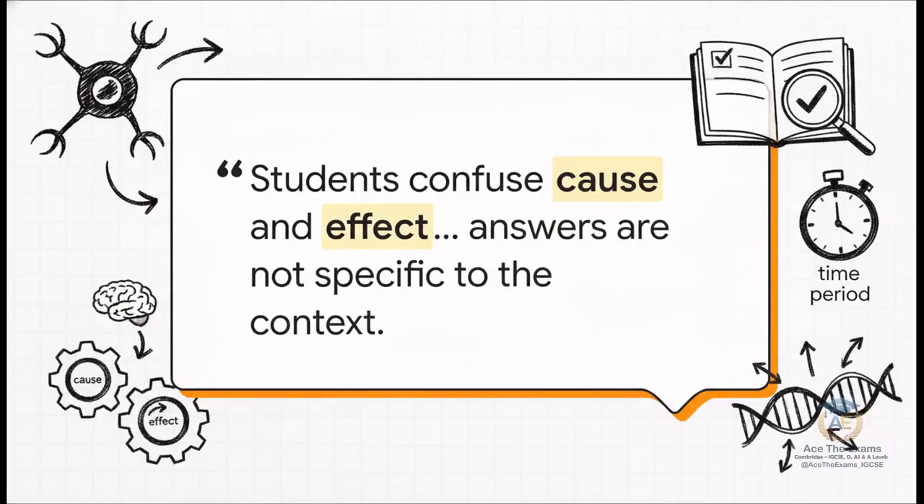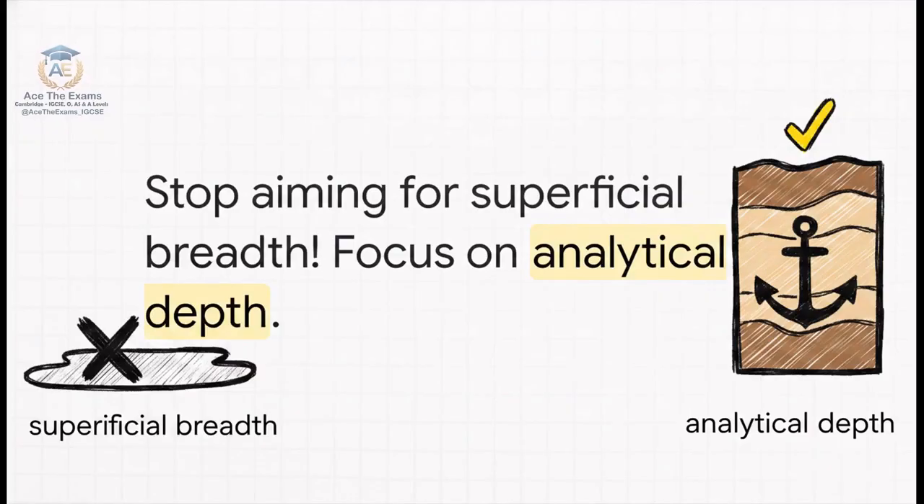Check this out. This is a direct, unfiltered warning, straight from the Cambridge Principal Examiner report. They spell out exactly what goes wrong, saying: students confuse cause and effect in 15.1, refractory period. Answers are not specific to the context given. Okay, so this is the highest possible authority telling us precisely what they want to see, and exactly where thousands of students are falling short.